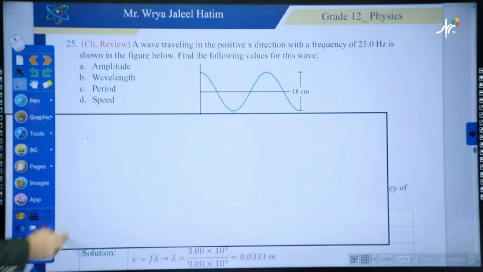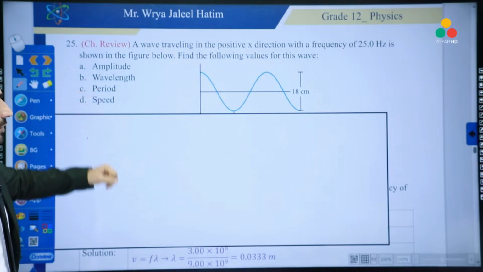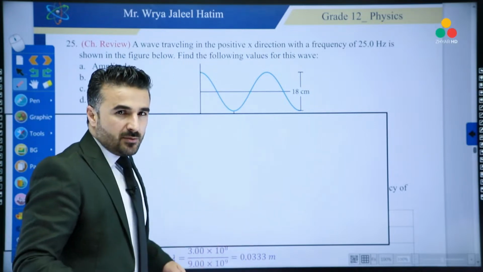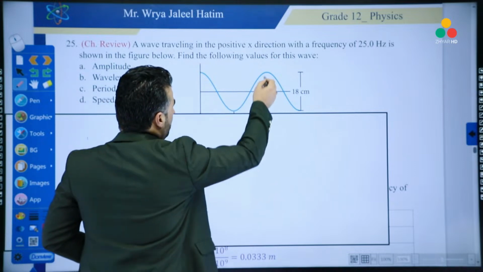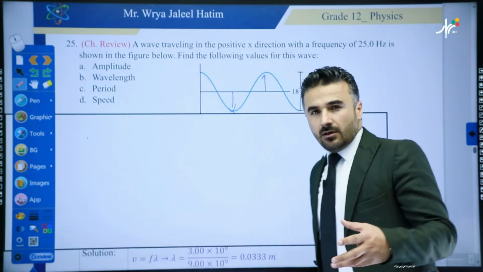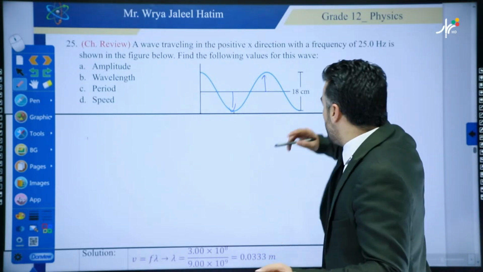The first thing that they need us to find is the amplitude. Do you remember what the amplitude was? We said amplitude is basically the maximum displacement, either above the equilibrium position or below the equilibrium position. But can we find the amplitude directly here? No, but something else is given.